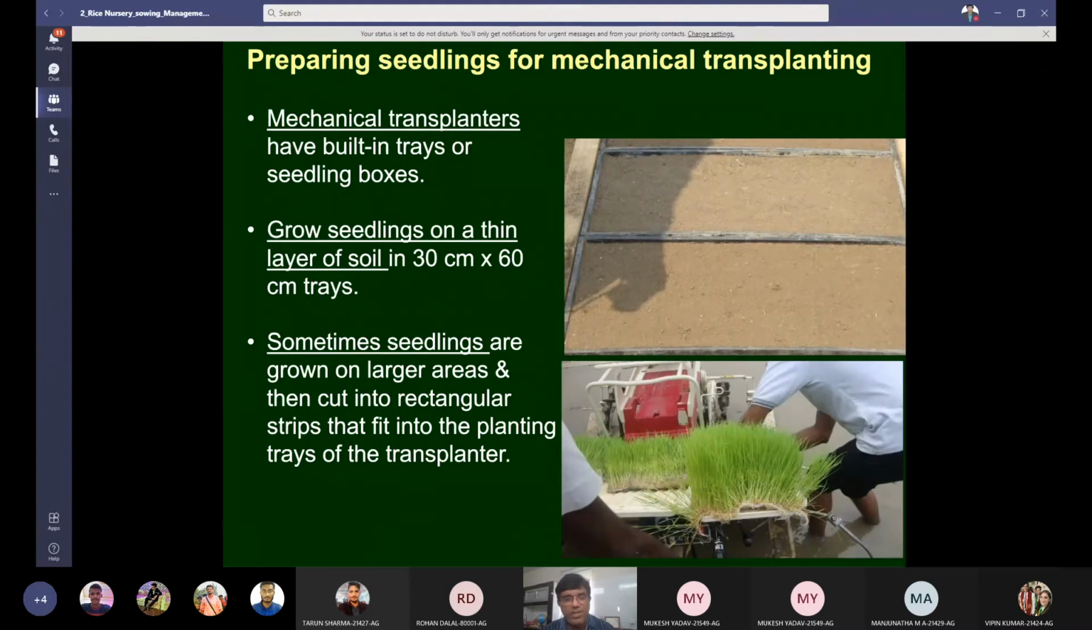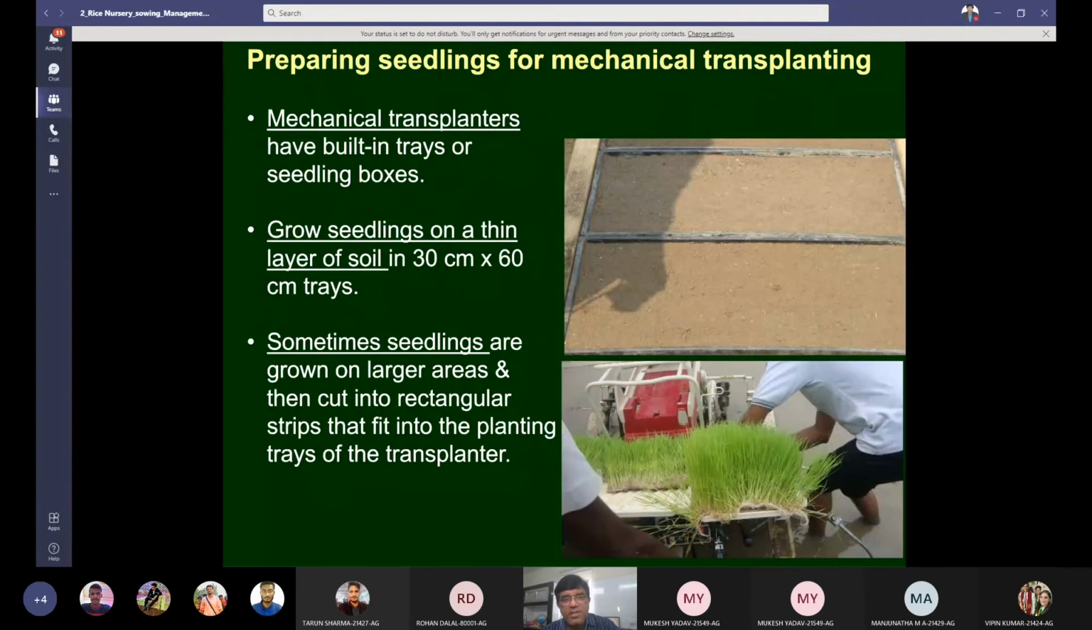So this is the mechanical transplanter. For this, you need to prepare the nursery separately. In this case, the modified mat nursery method can be used, with the only difference that you keep the soil mixture 1 to 2 centimeter in height or depth. Some trays are already available depending upon the size of the transplanter.